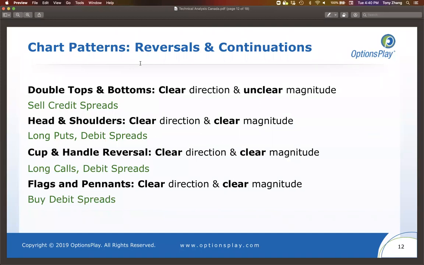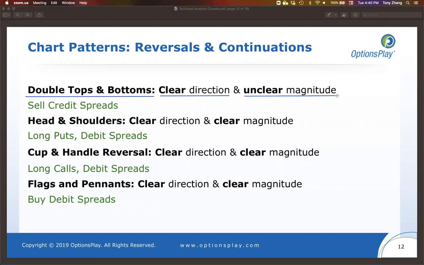Next, let's move on to chart patterns. And this is just a small sample of the different patterns that you may find yourself looking at on a chart. Many times, I think a very common one is double tops and double bottoms. The important thing to remember with these types of patterns, which are generally speaking reversal patterns, is that they give you a clear sense for direction. So a double top is clearly bearish, a double bottom is clearly bullish. However, the double top pattern, the double bottom itself, does not give you a clear sense for magnitude.